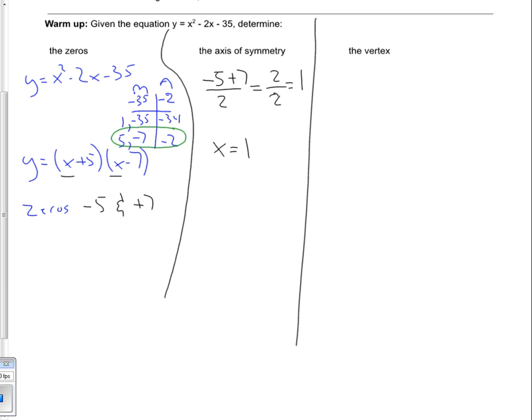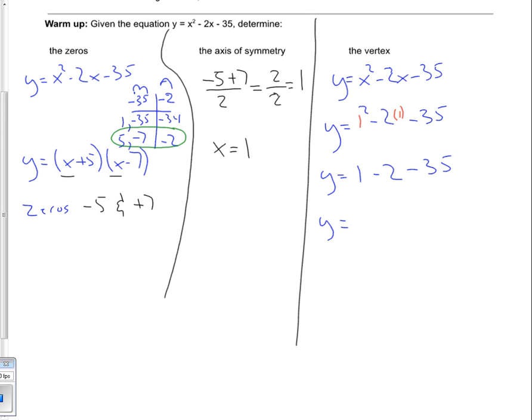Now I have to determine my vertex. My vertex means that I have to substitute into the original equation what the x value is equal to. The original equation says that y is equal to x squared minus 2x minus 35. I'm going to substitute in my value for my axis of symmetry into that equation. I've already determined that the value of x is 1, so I'm going to do 1 squared minus 2 times 1 minus 35. If I go through with my rules of BEDMAS, I get 1 minus 2 minus 35. It shows me that the y value is going to be equal to negative 36.